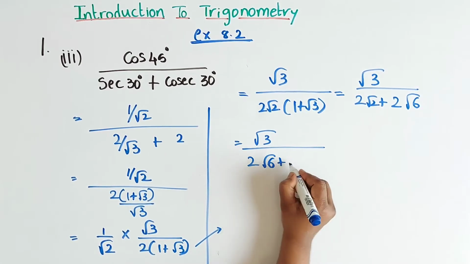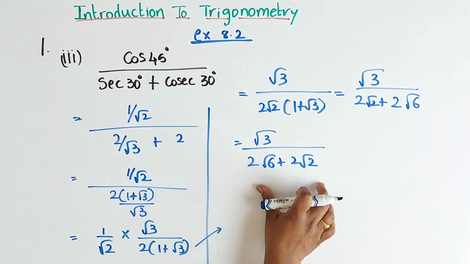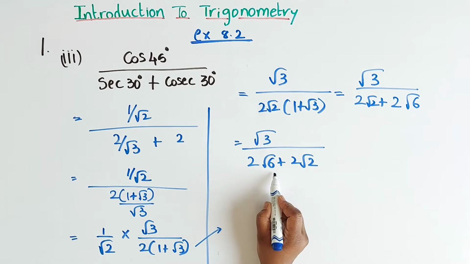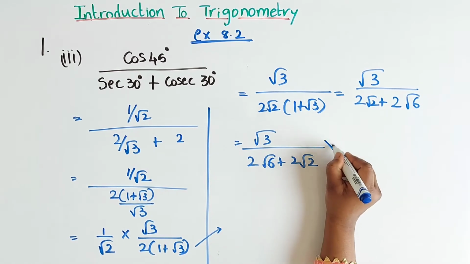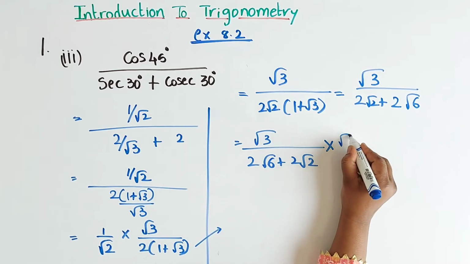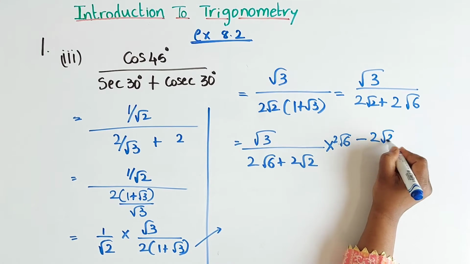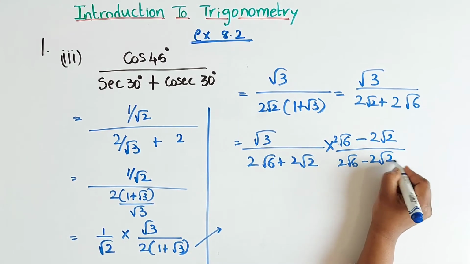2 root 6 plus 2 root 2. Is it correct? Now we want to rationalize the denominator. That means we have to multiply by 2 root 6 minus 2 root 2 in the denominator and numerator also. So here I am multiplying by 2 root 6 minus 2 root 2. Correct, children? Divided by 2 root 6 minus 2 root 2 here also.